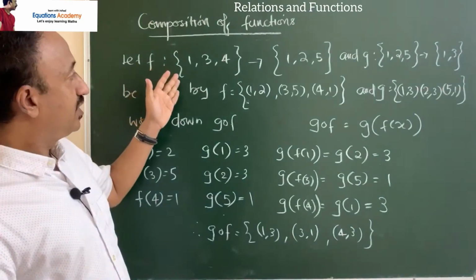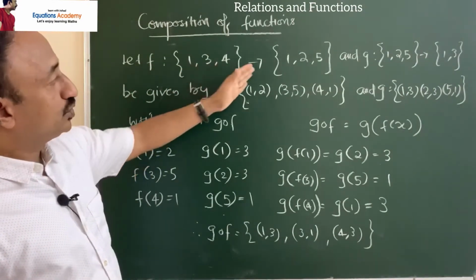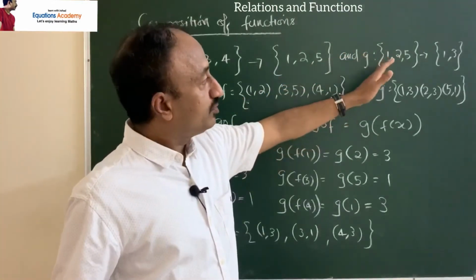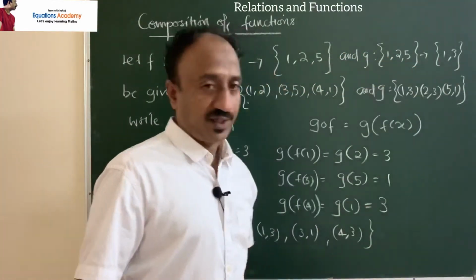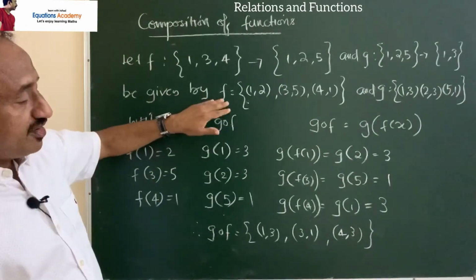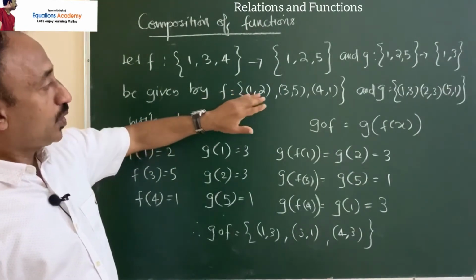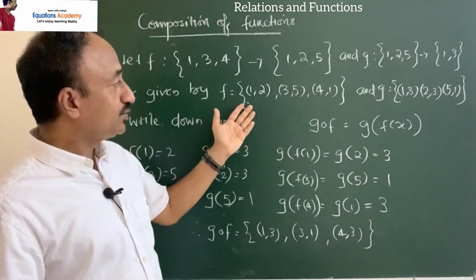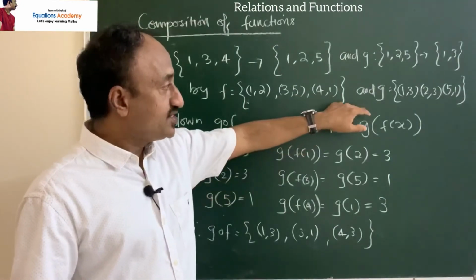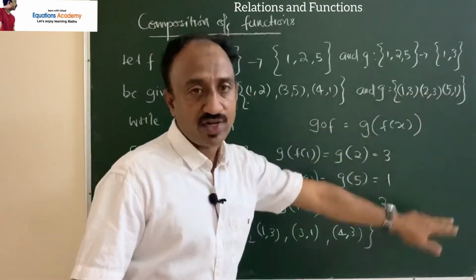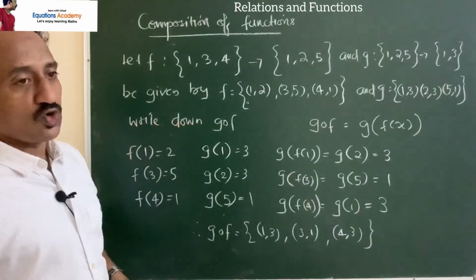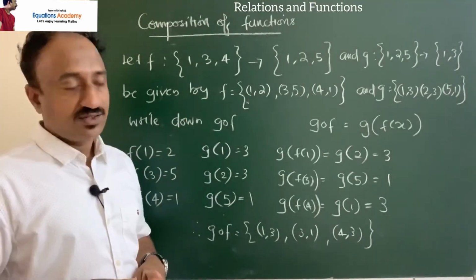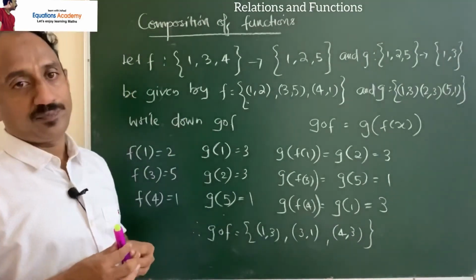Let f from {1, 3, 4} to {1, 2, 5} be a function and g be another function from the set {1, 2, 5} to {1, 3} be given by f equal to {(1,2), (3,5), (4,1)} and g equal to {(1,3), (2,3), (5,1)}. Write down g of f. G composition f, we have to list g of f.